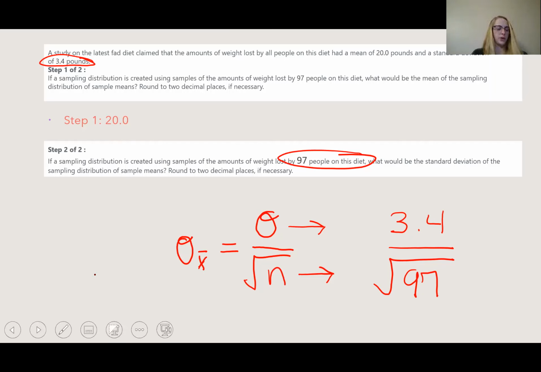And if we put that in our calculators, you should just make sure that you divide and include a square root. You should get roughly 0.35. Now you'd have to round it off. You're going to get a long decimal, but it says round to 2 decimal places. So if you round it, you should get 0.35.